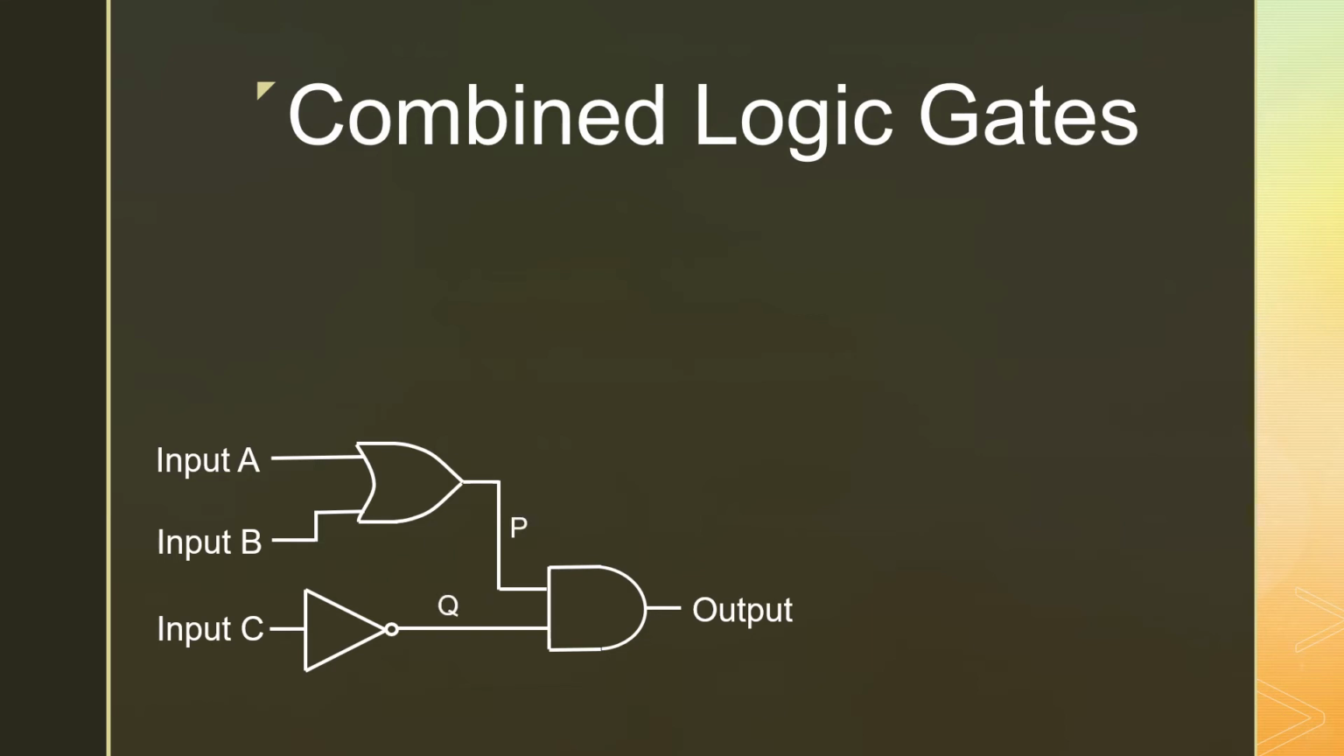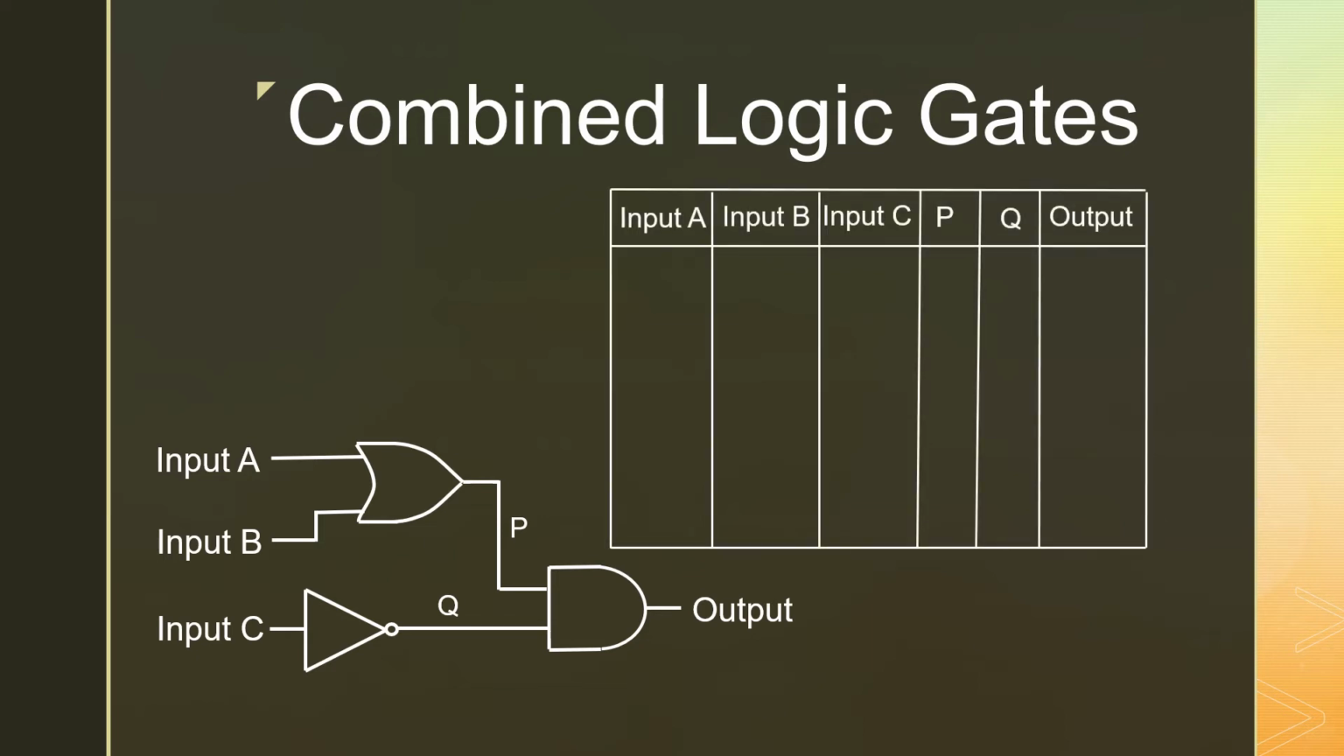So I've got my P after my OR gate and before my AND gate, and I've got my Q after my NOT gate but before the AND gate. The other thing that's new here is I've got three inputs. So with my truth table, I've got input A, input B, input C, P, Q, and my output. Now, because I've got three inputs, this becomes more complicated.